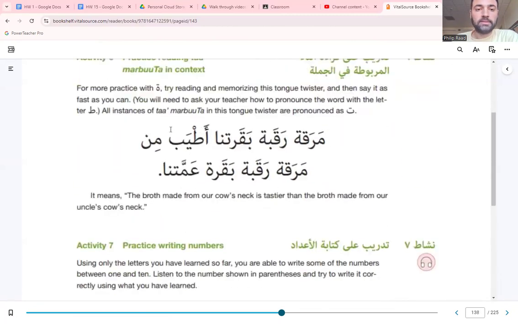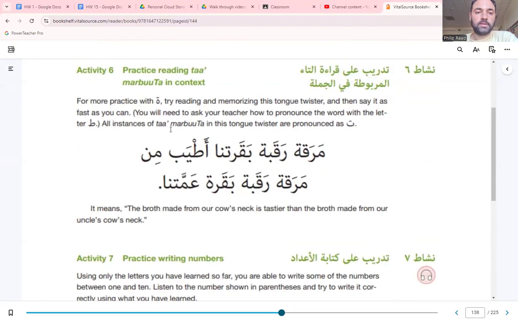There are 2 more activities. The next one is activity 6. Probably for this one, you don't have to write anything, but we're going to practice reading the sound te marbuta in this tongue twister. Okay, so I'm going to say the tongue twister, and you are going to try to say it as well after me. And you'll notice that all the te marbutas in these words are pronounced as ta.